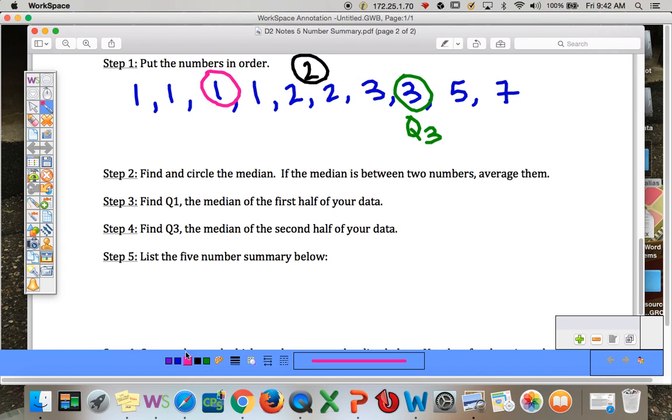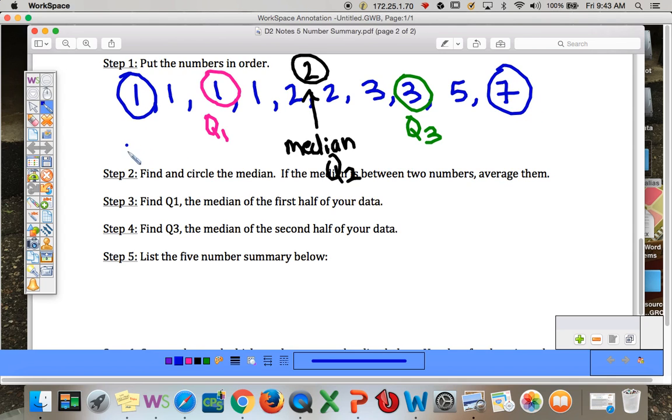So this is Q3, this is Q1. This 2 right here is the median. Often you'll see that as Q2. And then for the 5-number summary, we also need the minimum and the maximum. So the minimum is 1, the maximum is 7.